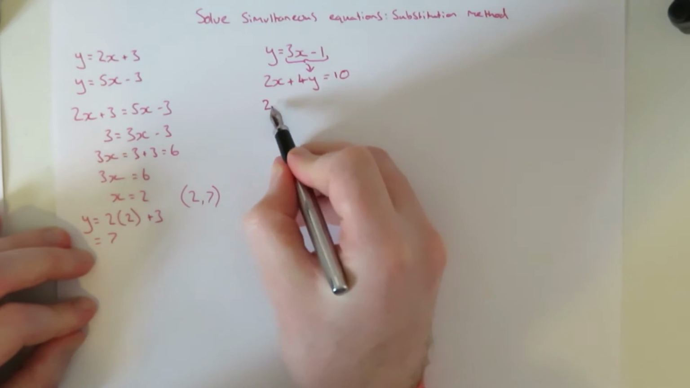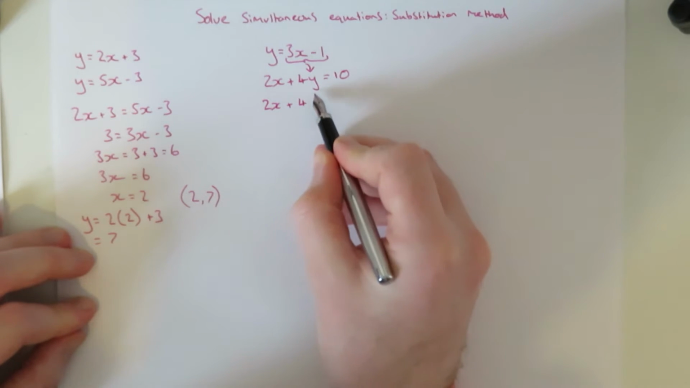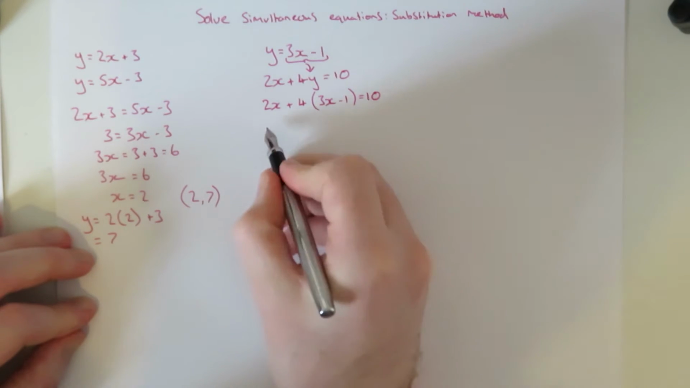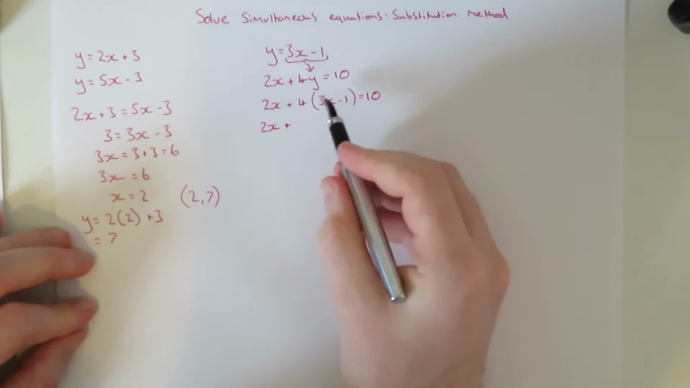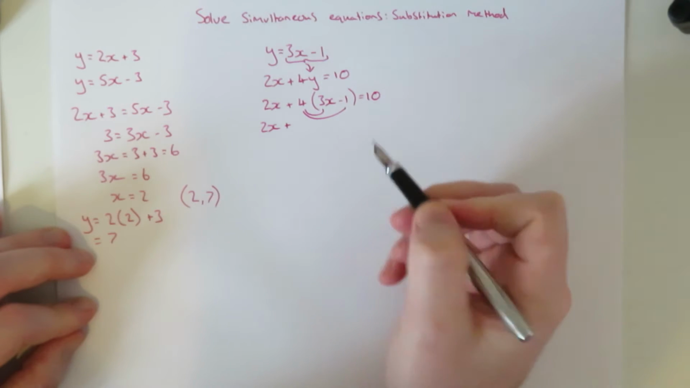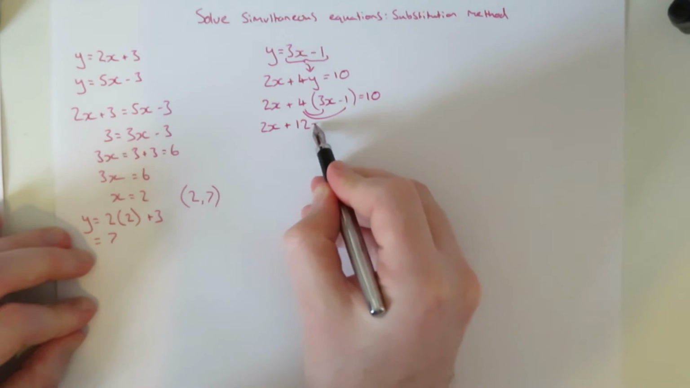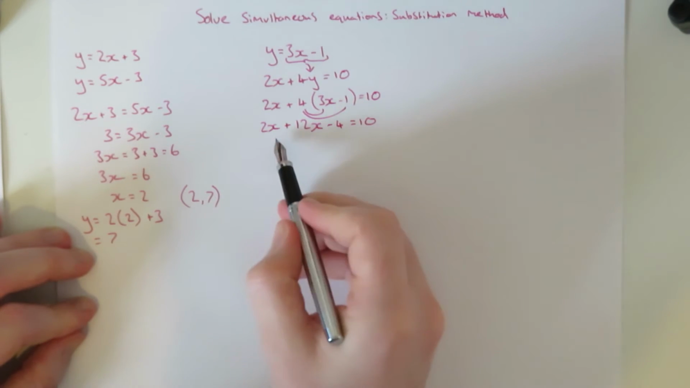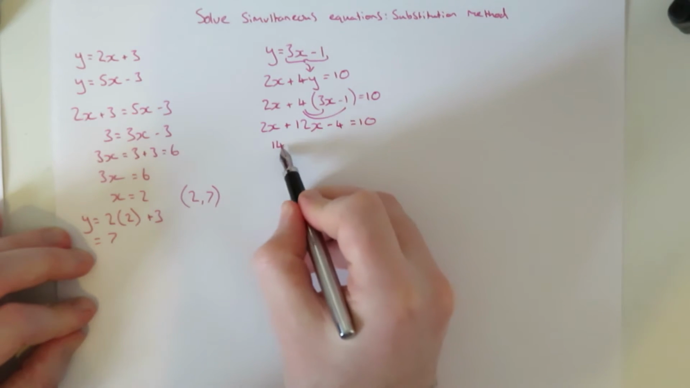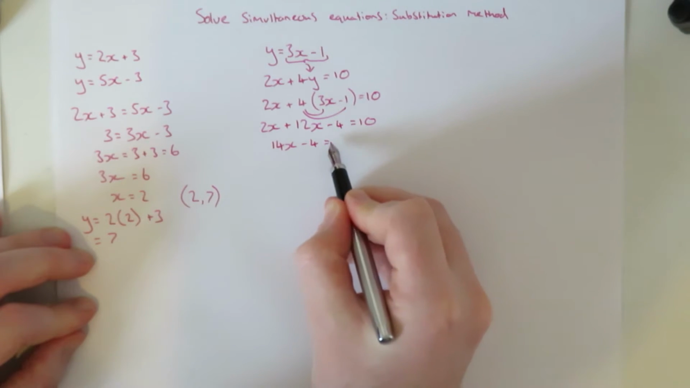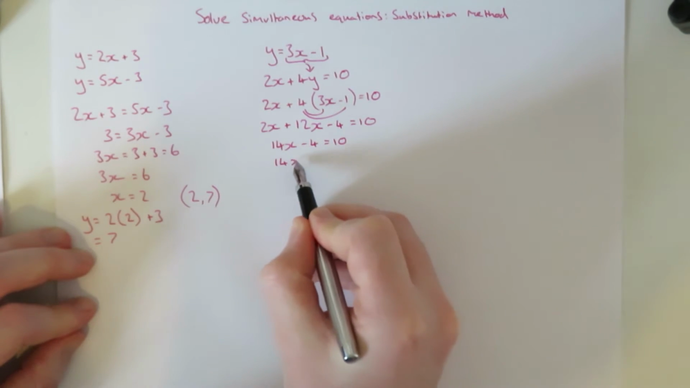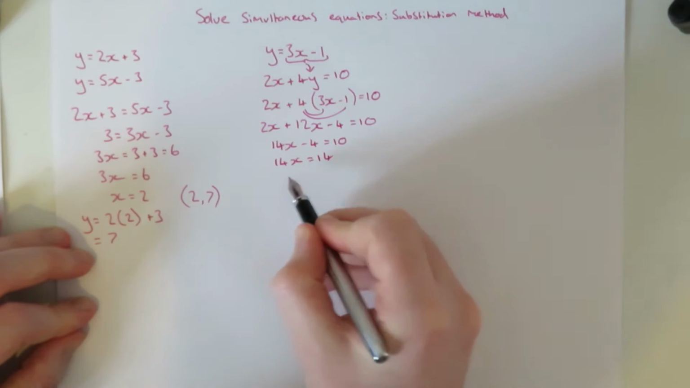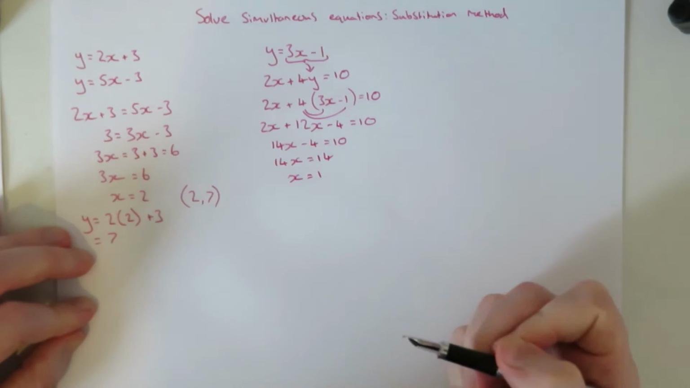And we're going to say that that will be 2x plus 4 lots of y, and y is 3x minus 1, equals 10. The next step is to multiply out the bracket. So 4 times 3x is 12x. 4 times minus 1 is minus 4. Collect like terms, so here we have 14x. Here we've got to subtract 4, so we're going to add 4 on both sides. And we calculate that x is equal to 1.